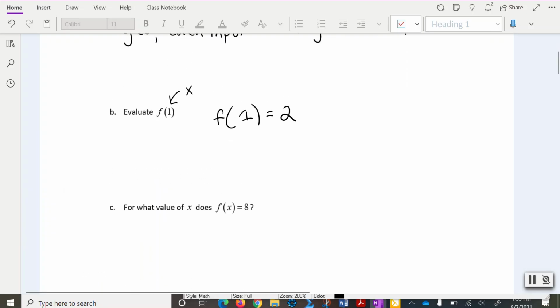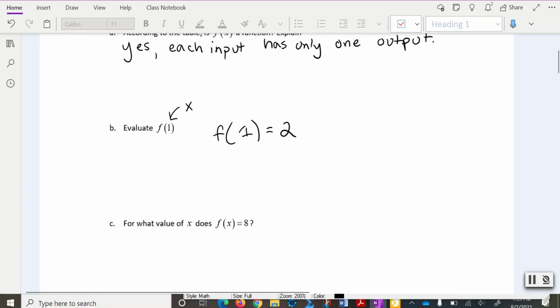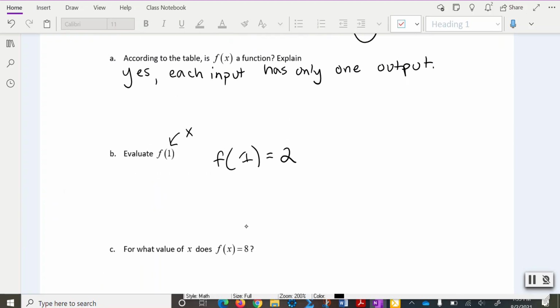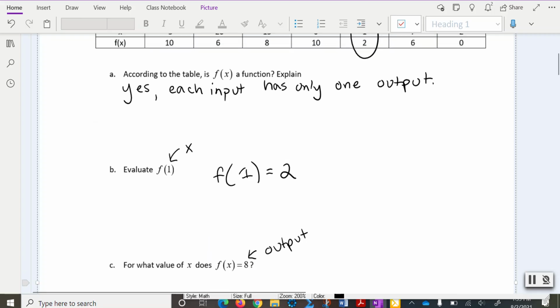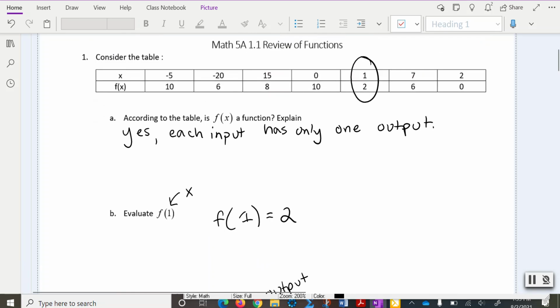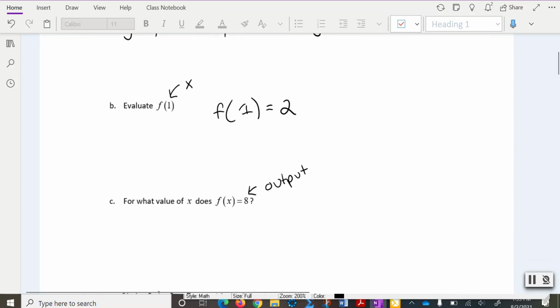Last question, for what value of x does f of x equal 8? So the 8 here is the output value because we are told f of x equals 8, and f of x is the notation that we're using to represent our outputs. So now we need to start with finding 8 as f of x, so that would be here. So looking at the input that goes with that output, that would give us 15.